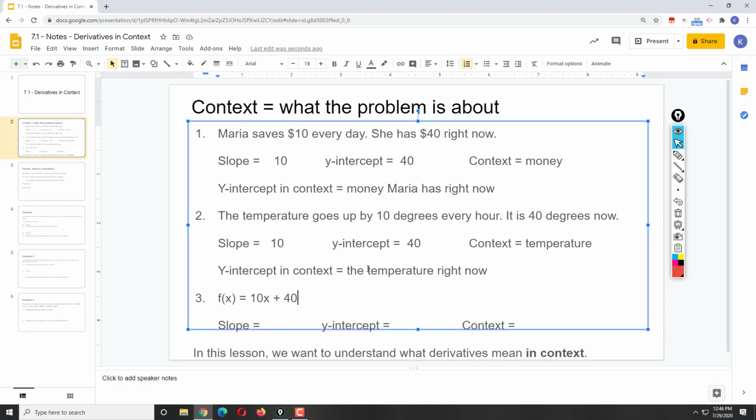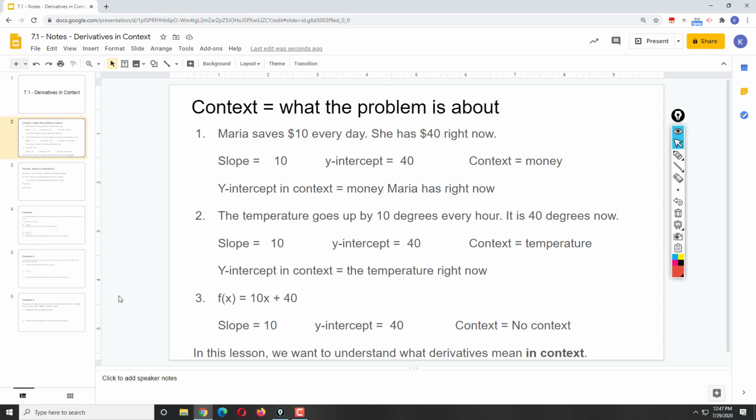Number 3, f of x is equal to 10x plus 40. Well, the slope for this one is 10, because y equals mx plus b, m is the slope. The y-intercept is 40. Context? Well, there's no context. This isn't about anything. It's not about money, it's not about temperature. It's just a math problem. So we can say there's no context. So we can't say what y-intercept in context means because there's no context.